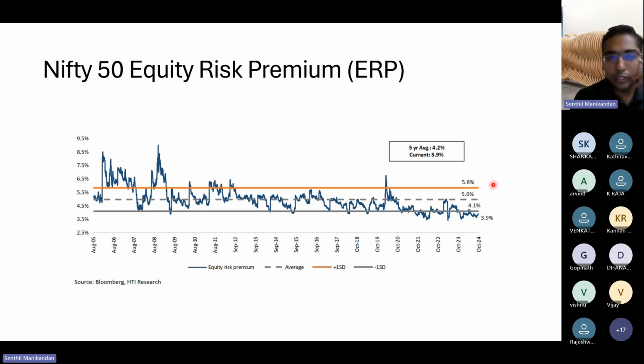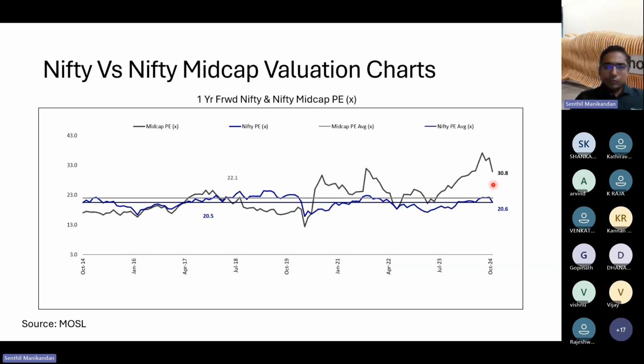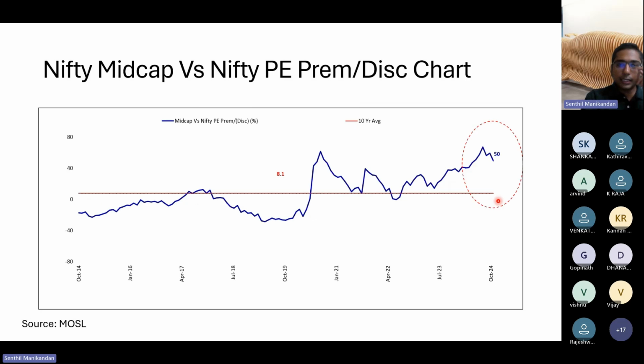So PE is one kind of relative valuation metric, while ERP gives another interesting metric to track overall valuation. We have seen individual valuations, but here we will compare the Nifty versus the midcap index. You can see where the two indices are trading. There has been a substantial premium of close to around 50% at which midcap is trading over the Nifty.